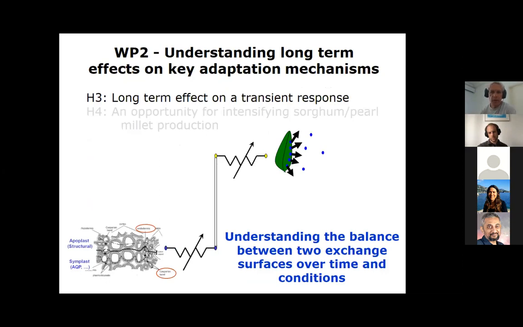But the plant that has grown in different conditions may eventually have an effect on that response, and we know that we already have this kind of effect. So what we need to better grasp is the balance between two surfaces of exchange: the root area, which is in charge of absorbing water, and the leaf, which is in charge of photosynthesizing, but that's where the water is lost. We have to understand better how that balance between the two exchange surfaces takes place.